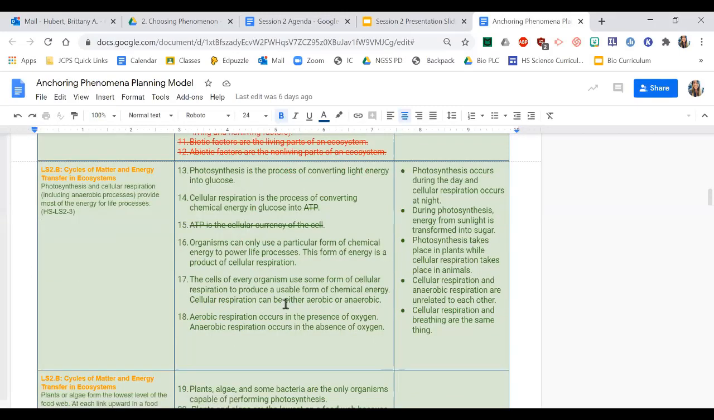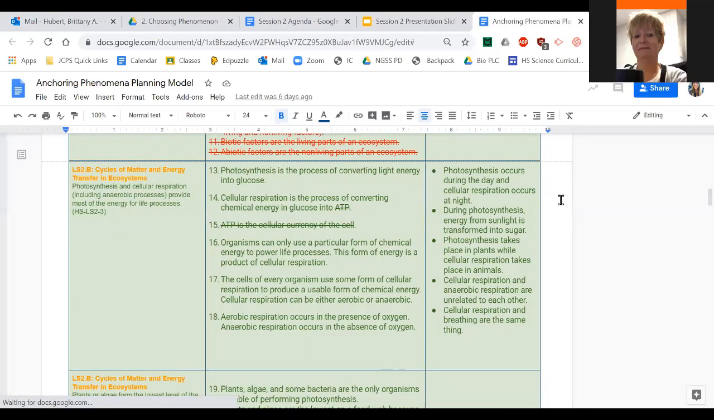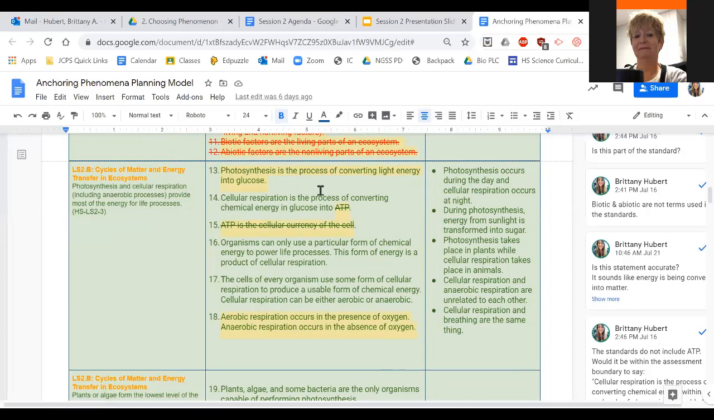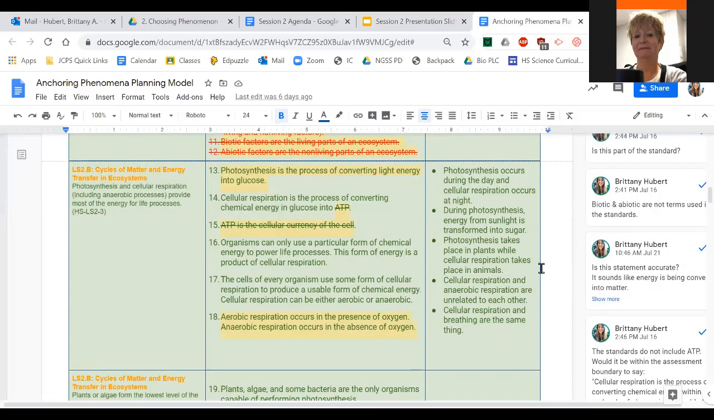And in the middle here, I've listed my science ideas. Now, this is kind of a representation of what actually happened when I was planning this with my PLC. We went through and we listed what we thought the science ideas were. And then we gave it to the people at BSCS that we were working with. And here's some of the feedback that they gave us.